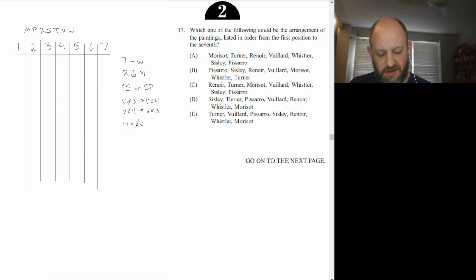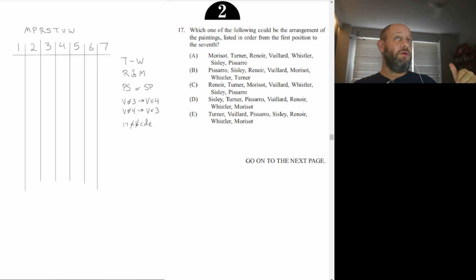I'll put in my A, B, C, D, E in there just so that we have all of them. Is T before W in C? Yes. In D? Yes. In E? Yes. So I've used my first rule, and I've been able to eliminate B. I go on to my second rule. Is R before M with exactly 1 in between? Not in A. A is out. In B it's good, but it doesn't matter because I already eliminated B. I don't have to look at it anymore. In C it's good, in D it's good, and in E it's good.